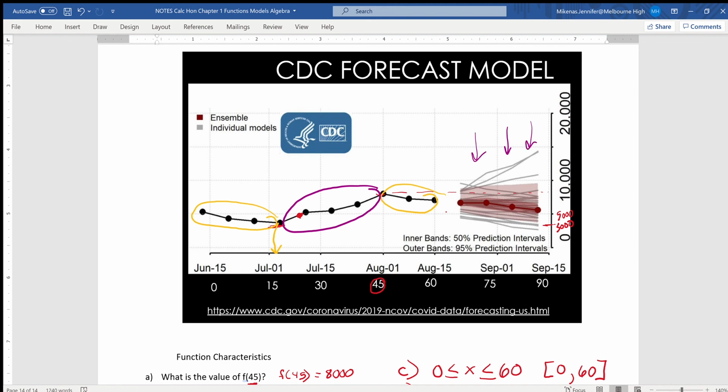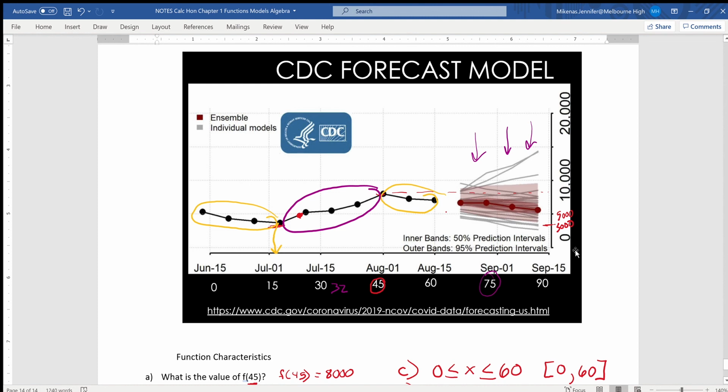So if I were asked to estimate how many COVID deaths I thought there would be on day 75, that would be an example of extrapolation. If I was asked to predict what I thought the number of deaths would be on day 32, that would be interpolation because it's within the data, the accurate data that we have.